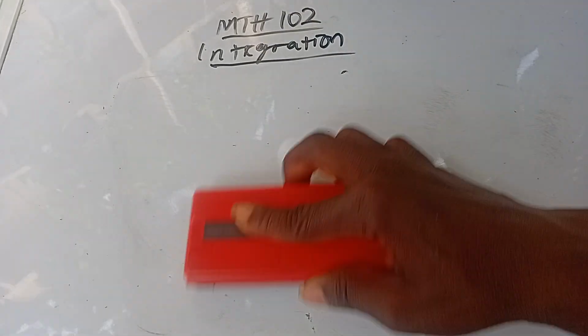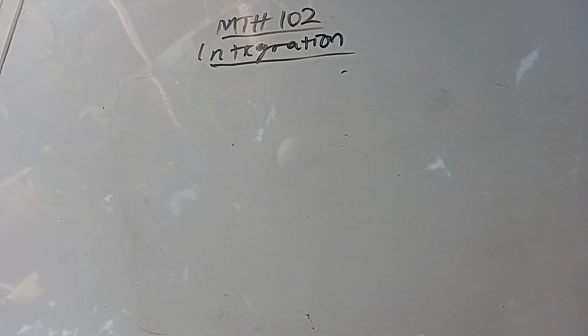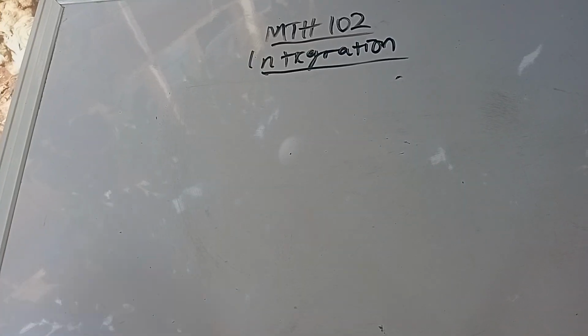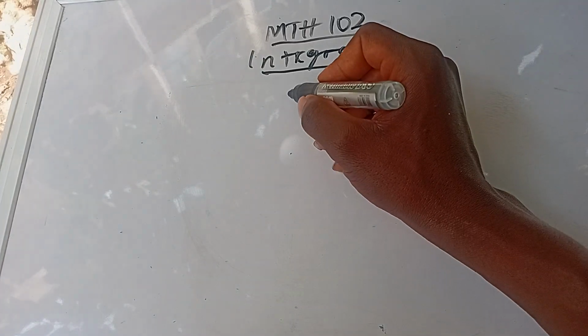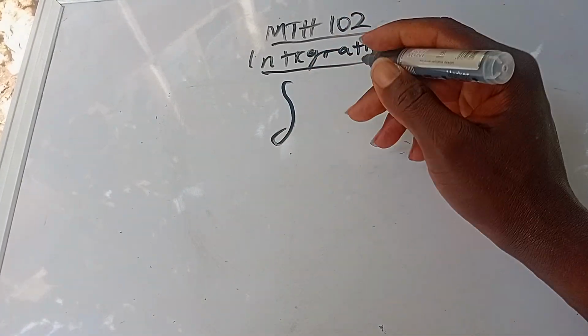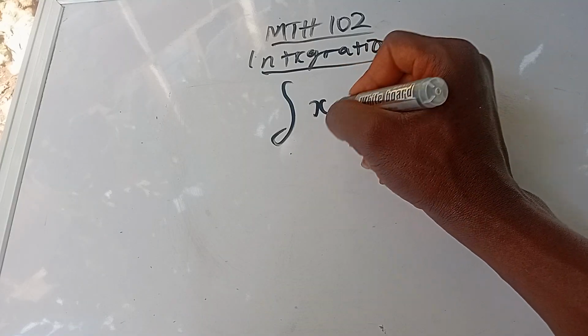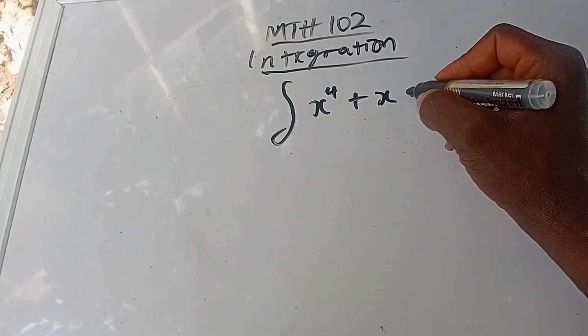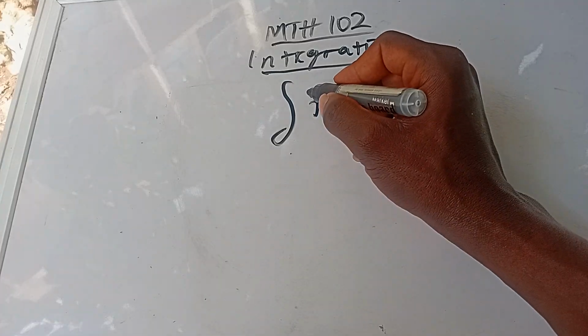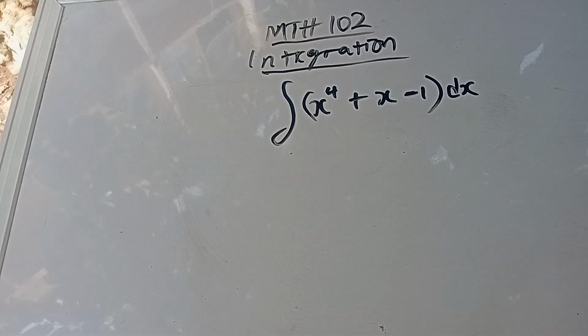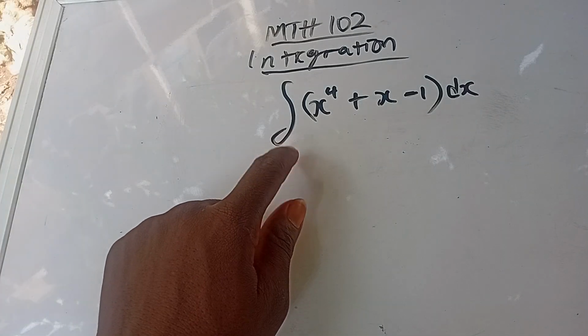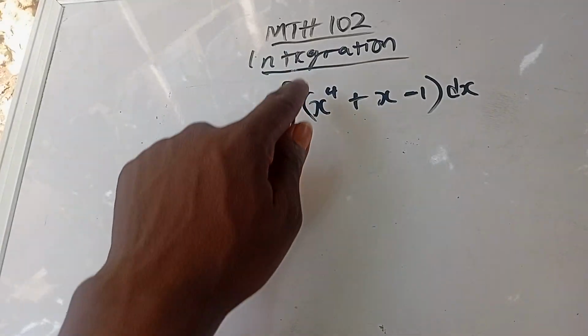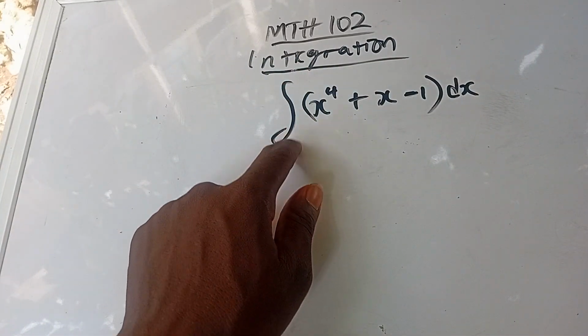Okay, before we move to another aspect, let's quickly solve a few questions on the basic rule that we've done. Now, let us integrate x raised to power 4 plus x minus 1 dx. Now we are dealing with an indefinite integral. What do I mean by indefinite? There is no interval, there is no limit. Assuming there is an interval, they can put 0 here and 1 here.